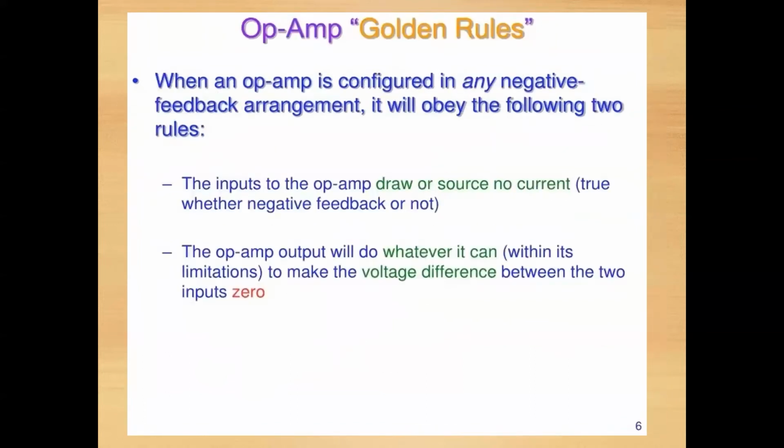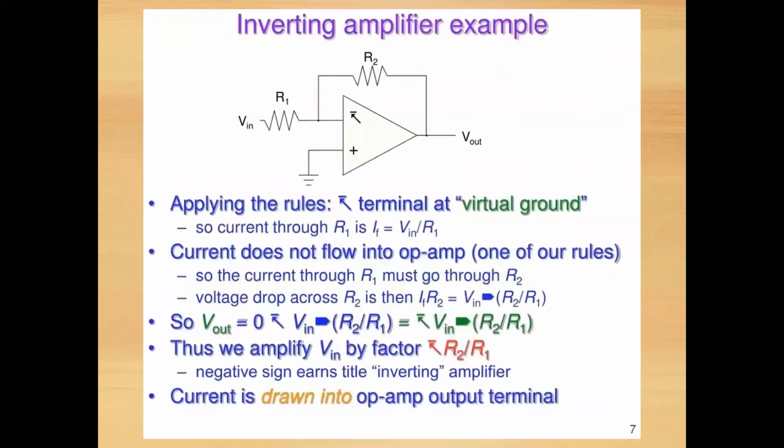The golden rules of the operational amplifier are: the inputs to the operational amplifier draw or source no current. The op-amp output will do whatever it can to make the voltage difference between the two inputs zero.